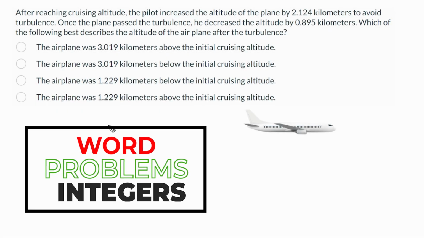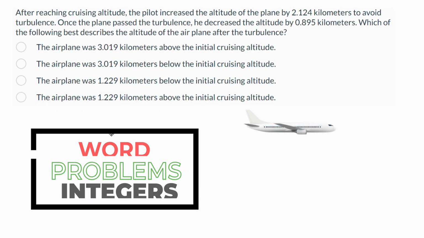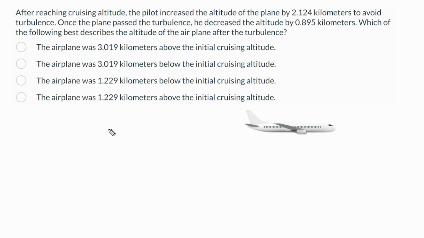All right, we have a word problem that we have to solve. So let's go ahead and read it so we can determine a strategy that will allow us to solve. So the problem reads, after reaching cruising altitude, the pilot increased the altitude of the plane by 2.124 kilometers to avoid turbulence. Once the plane passed the turbulence, he decreased the altitude by 0.895 kilometers. Which of the following best describes the altitude of the airplane after the turbulence?